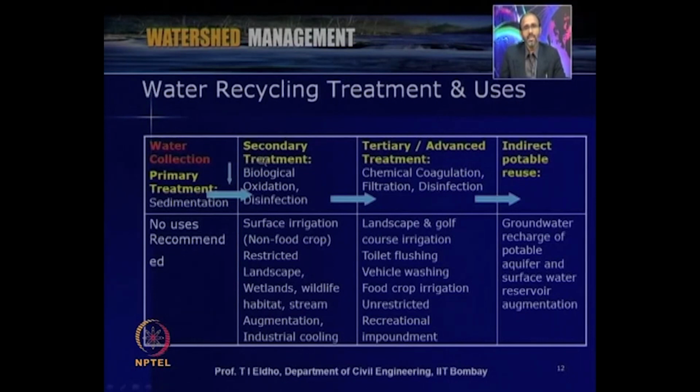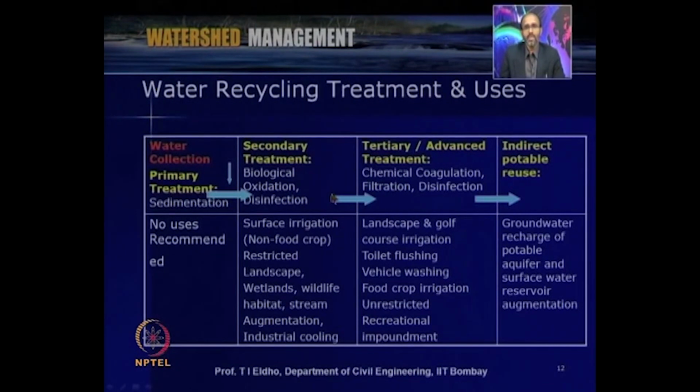Then from the primary treatment the water goes to secondary treatment. There we can go for various treatments like biological oxidation or disinfection. After secondary treatment we can use the recycled water for various purposes like surface irrigation, for example non-food crops, then restricted landscape. We can use the water to irrigate grass or landscaping, then it can be put to wetlands where further treatment takes place, then wildlife habitat, stream augmentation, and depending upon the quality of the water, industrial cooling. So, this is about the secondary treatment.